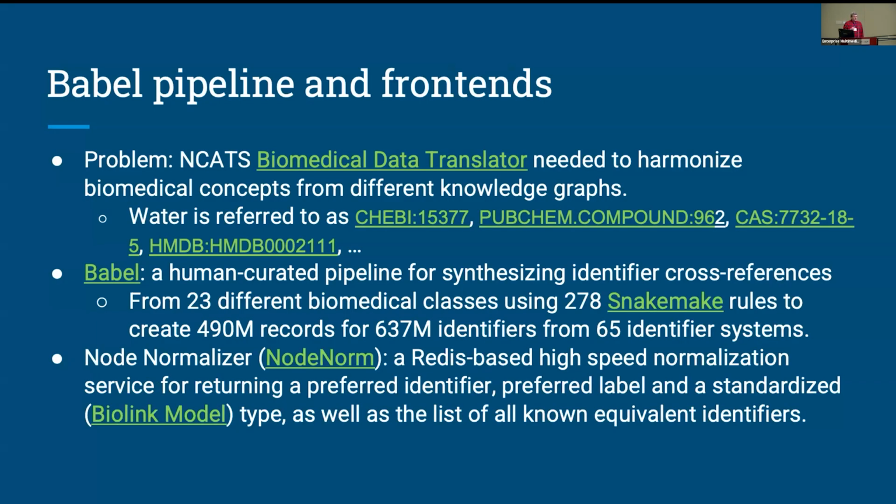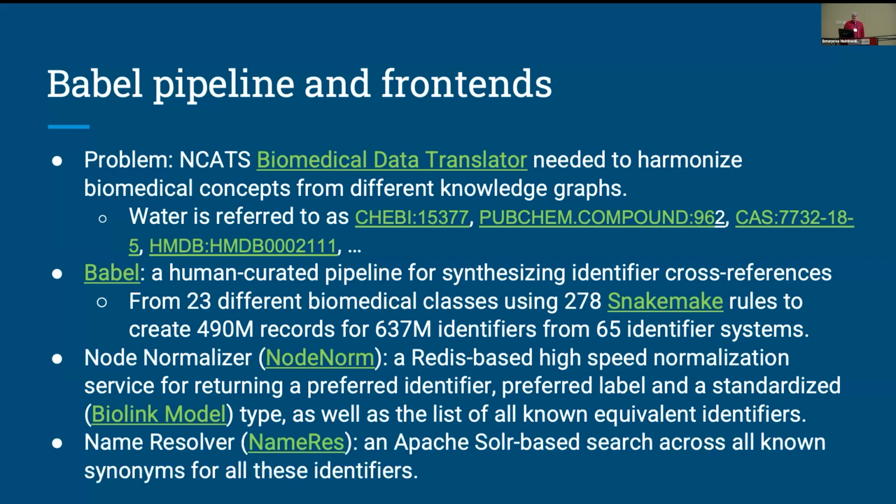In the current translator infrastructure, every time you ask translator a question, it needs to normalize information from these different sources. So we had to build a high-speed normalization service based on the Redis database, which returns a preferred identifier, a preferred label, and a standardized type from the BioLink model, as well as a list of all known equivalent identifiers.